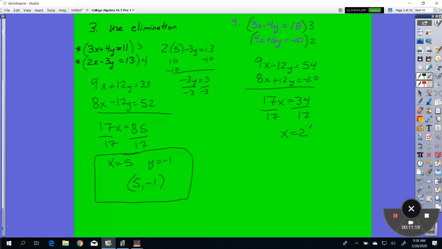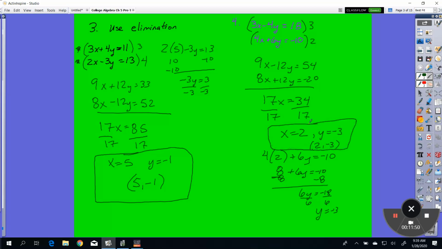So x equals 2. Now I plug that into either equation. I'll plug it in the bottom one just for fun. 4 times 2 plus 6y equals negative 10. So that makes 8 plus 6y equals negative 10. Minus the 8. So 6y equals negative 18 divided by 6, and y equals negative 3. So I have x equals 2, y equals negative 3, or you could have 2, negative 3. Again, circle it so I can find your answer and know what you're trying to say is your solution.